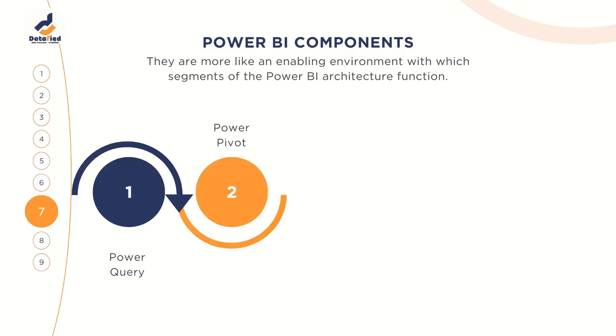Then the next component I'd like to talk about is Power Pivot. Power Pivot is a data modeling tool that allows users to create complex models with large data sets. Some of its functions include building relationships between tables and creating a data model. It also allows for the use of DAX, which stands for data analysis expressions, to create calculated fields, measures, and KPIs. And it handles large data sets efficiently by using what is known as in-memory analytics.